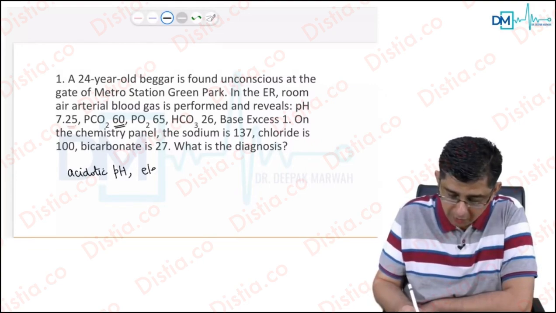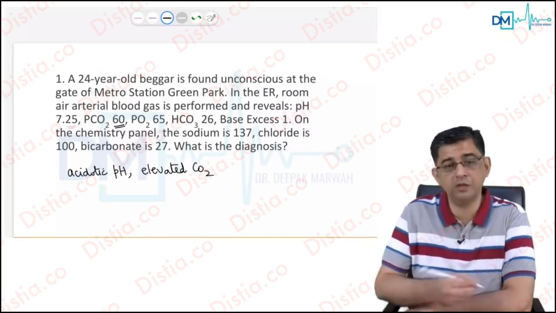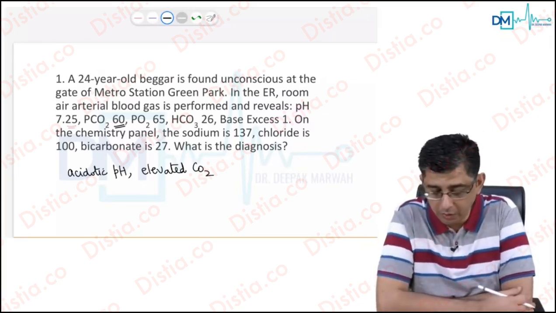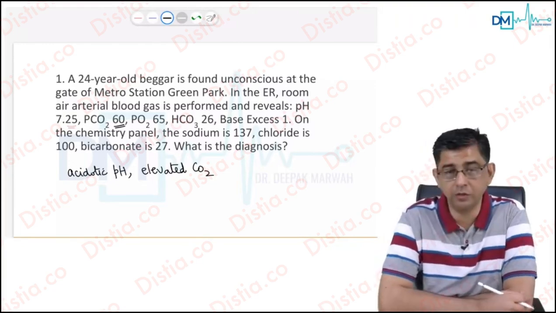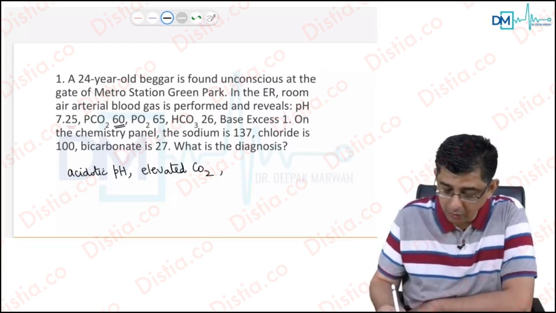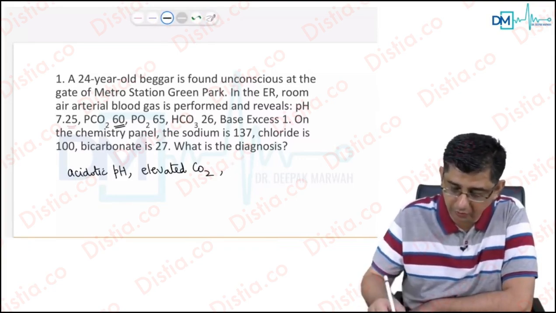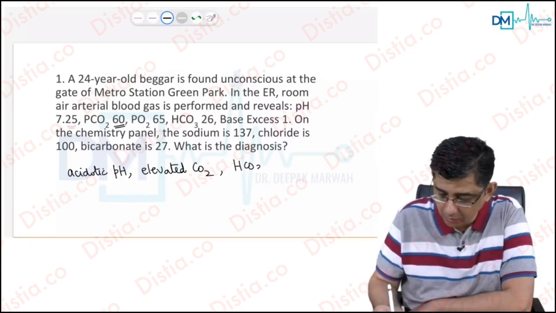So there is an elevated CO2 in the patient, and the moment you read the word elevated CO2, as I've explained to you, it should tell you that there are more protons being generated in the patient, so it obviously indicates a respiratory etiology. Now you look at the value of the bicarbonate in the patient, and the bicarbonate of the patient is 26. Normal bicarbonate is 22 to 26, so bicarbonate is normal.